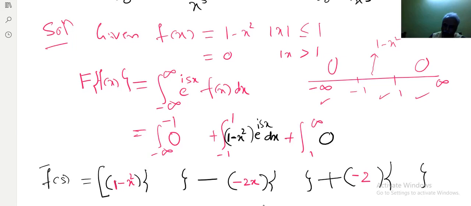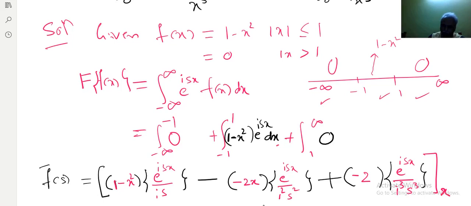Every time, e raised to isx divided by is the first time; e raised to isx divided by one more is will come and becomes i square s square. Oh, one more integration. Can you guess what will be the denominator? One more into is. So what you have guessed is correct. This is, again we have integrated with respect to x, means the limits are for x, minus 1 to plus 1.